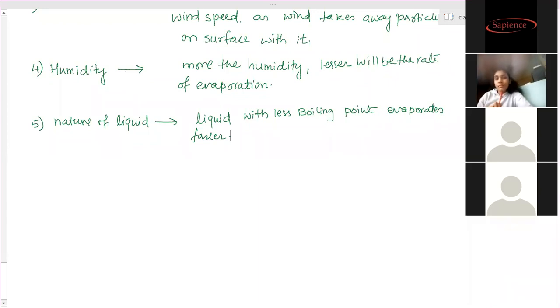The same thing applies to open containers and closed containers. In open containers, evaporation will be faster. Outdoor swimming pool, evaporation is faster. Indoor swimming pool, no or very little evaporation, because of the lack of exposure to the atmosphere.